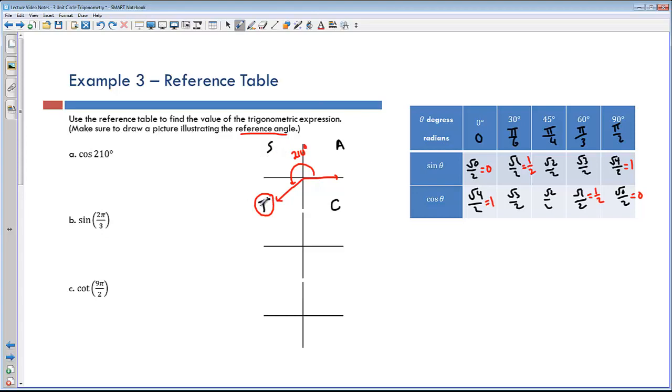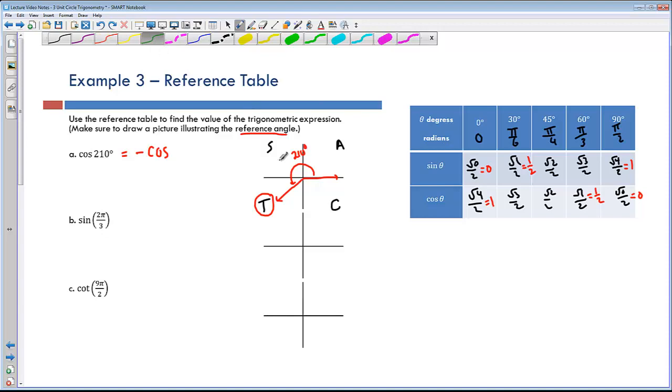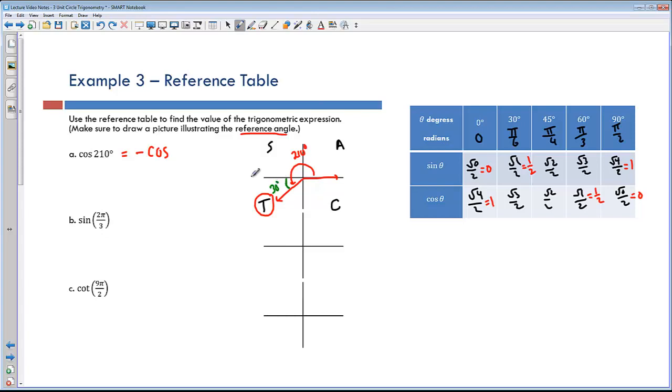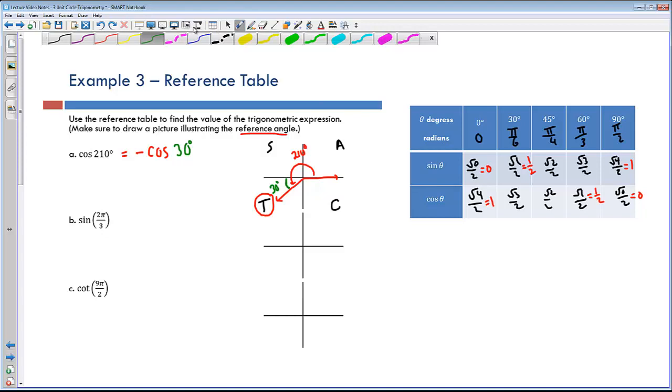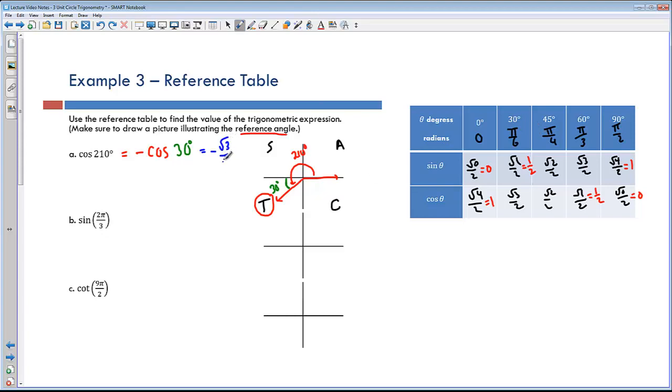Well, it's in this quadrant, so I know only the tan is positive. So when I write this, I know it's going to be a negative cosine of some angle, of that reference angle. I don't want to use the 210; I want to find the reference angle. The reference angle, remember, is the smallest angle it makes with the x-axis. This was 180 to 210, so that must be 30 degrees. This is going to be equal to negative cosine of 30 degrees, and I can look up in my table, there's 30, cosine is root 3 over 2. So negative root 3 over 2.